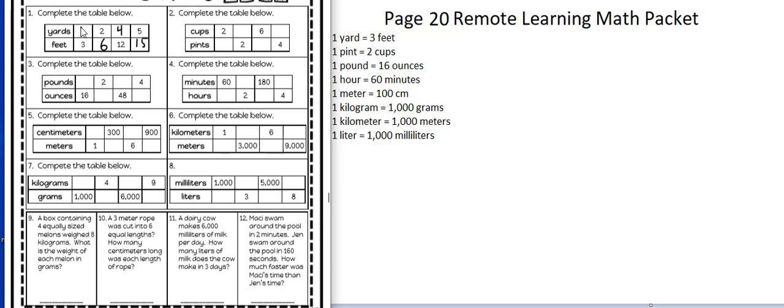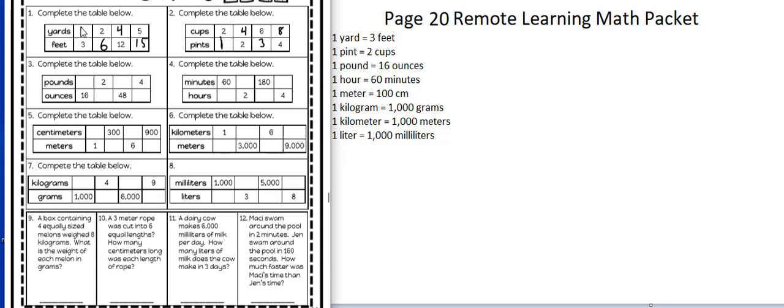Number 2, cups to pints. So 2 cups equals 1 pint. So how many cups would 2 pints equal? Well, here 2 times 2 would be 4. 4 times 2 would be 8. And here 6 divided by 2 would be 3. So 1 pint equals 2 cups, 2 pints equals 4 cups, 3 pints equals 6 cups, and 4 pints equals 8 cups.